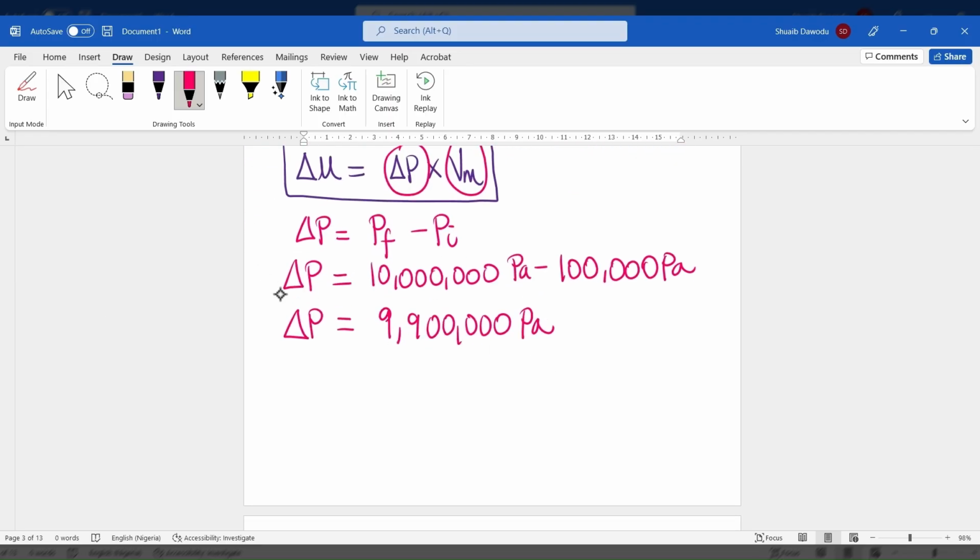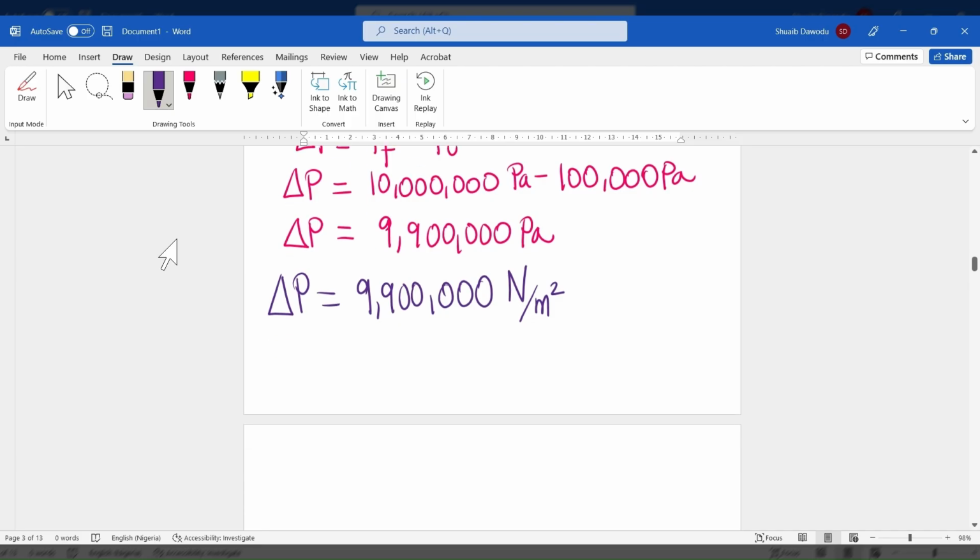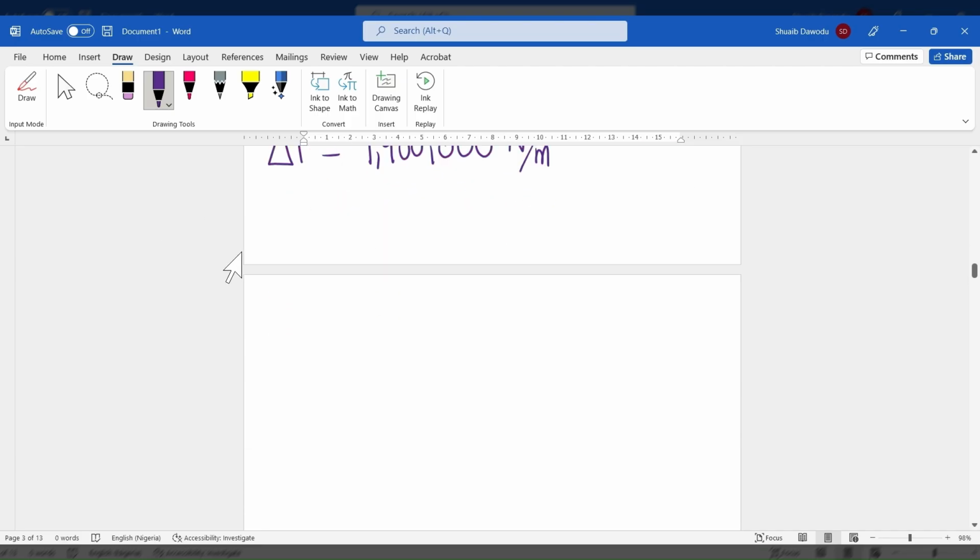Now the next thing we have to solve for is the molar volume. But before we do that, let's not forget that a pascal is just a Newton per meter squared. So we can also write our change in pressure as 9,900,000 Newton per meter squared.